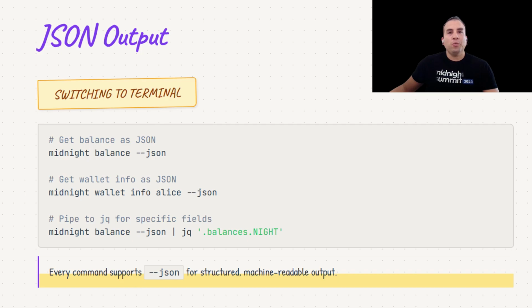Okay, let's continue with the section JSON output. In this slide, you can see a brief summary of what we're going to do. Okay, let's switch to the terminal.